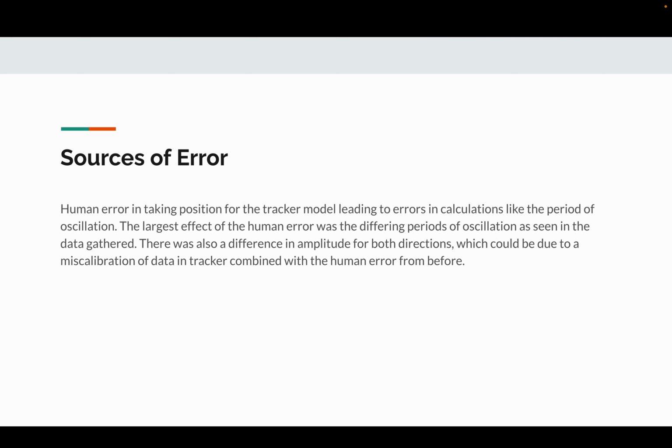And so these sources of error: human error is the largest error in taking the position data for the Tracker model, and that led to errors in calculations like the period of oscillation. And you can see that in the differing periods of oscillation as seen in the data. And there's also a large difference in amplitude gathered, which could be due to a miscalibration of data in Tracker paired with this human error in tracking the data points.